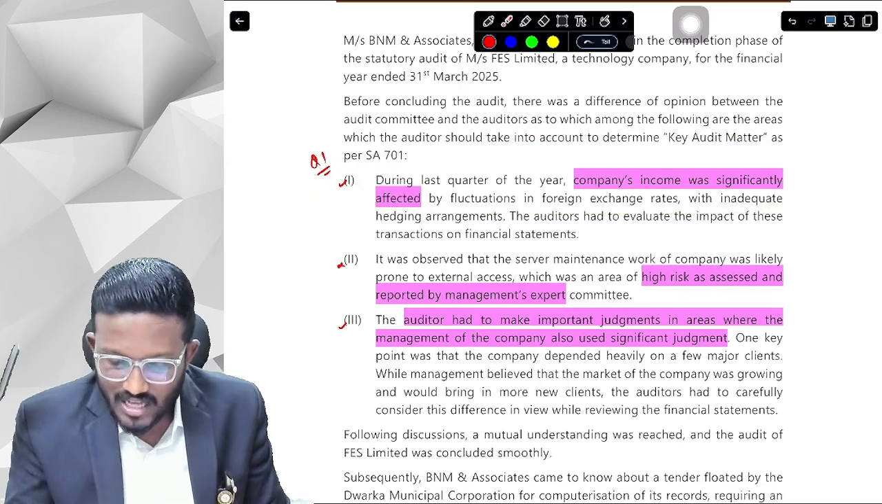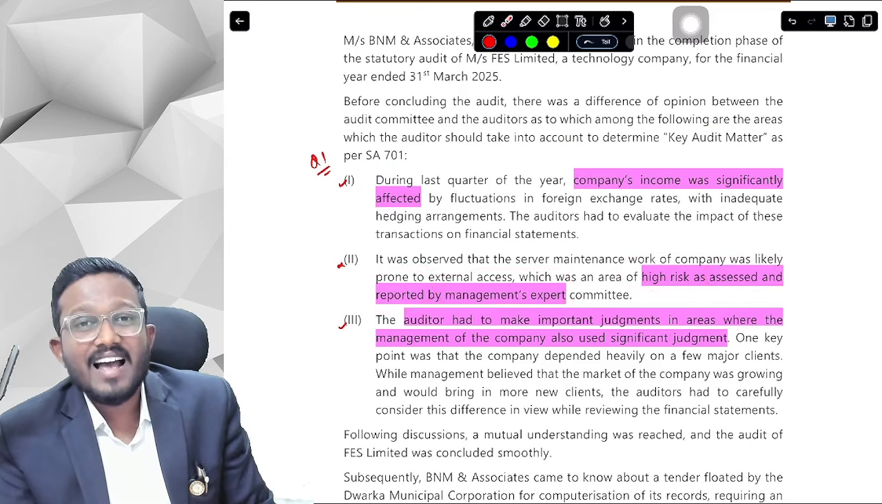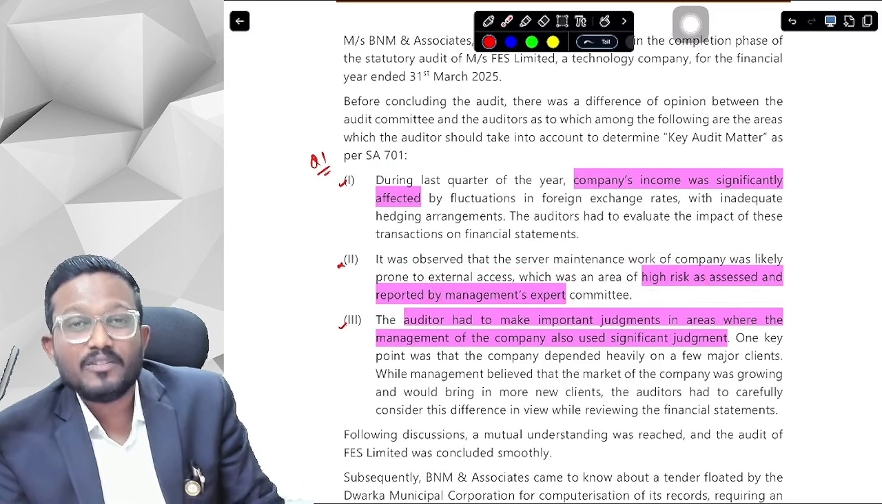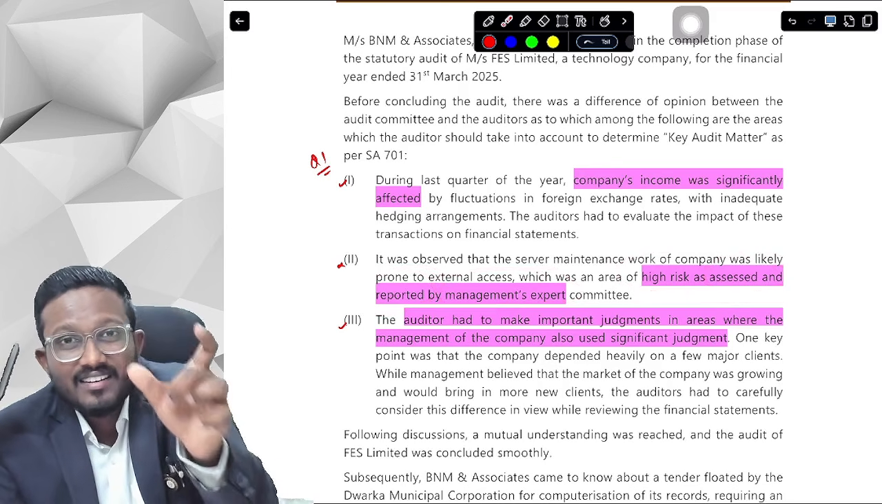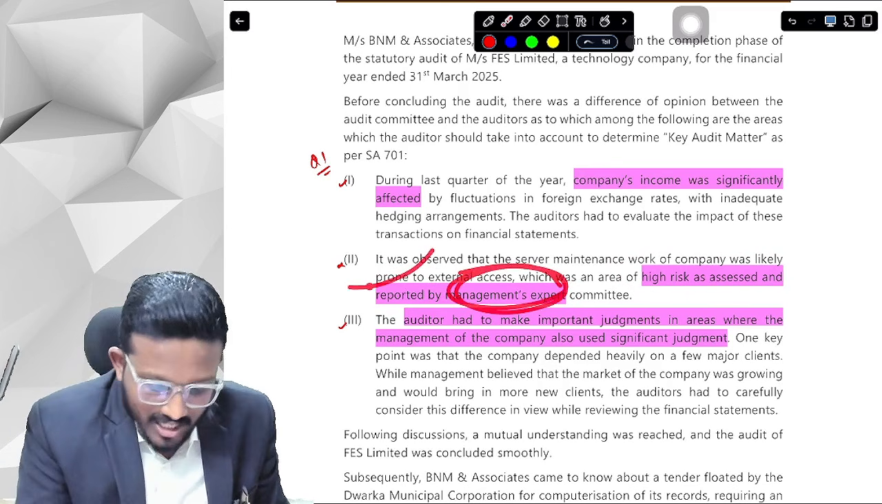Second, there was a higher risk as assessed and reported by management expert. Is the higher risk reported and assessed by management expert or auditor? Sir, auditor. If the auditor assesses it as a higher risk of material misstatement, then only it is considered as CAM. Here it is assessed by management expert, so it will not be considered as CAM.